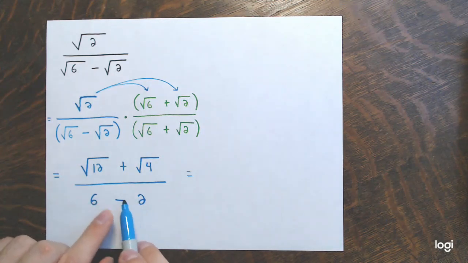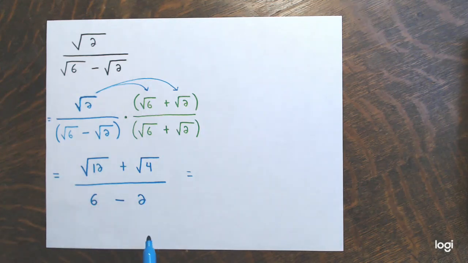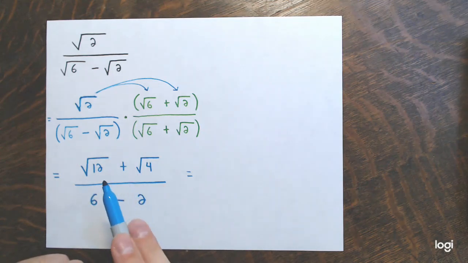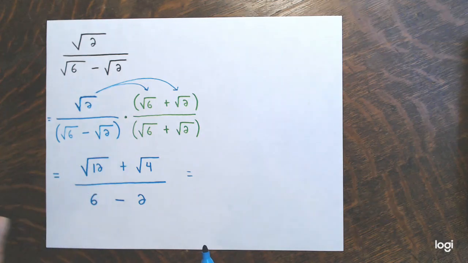Alright, there's no more radical down here, no more radical symbol. But this, I need to simplify this, right? So let's simplify the radicals. Now the square root of 12, I've put up videos before on simplifying radicals, so I'm not going to go into all this too deeply.